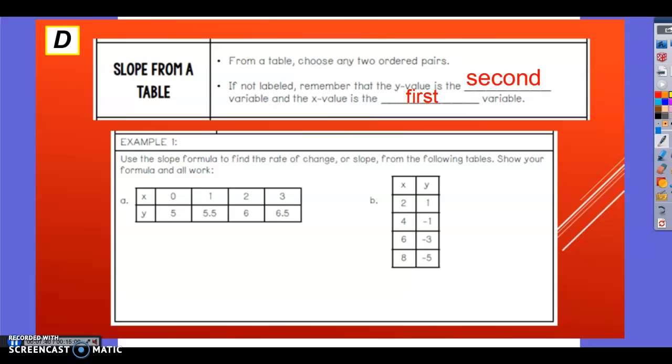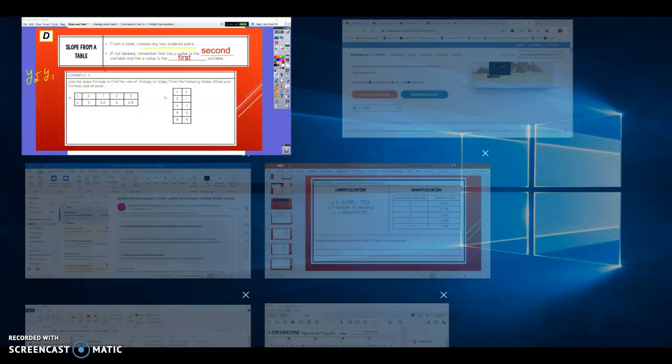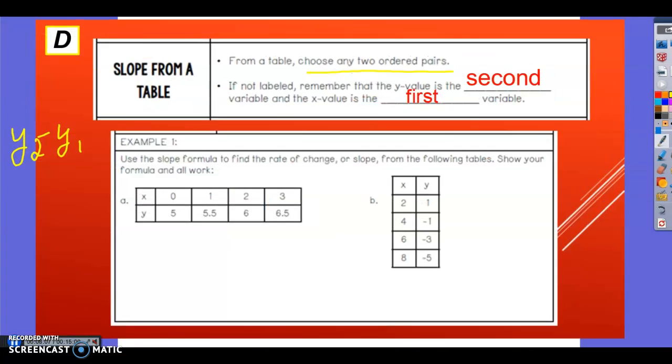Finally, the last thing we'd like to review is how do we find the slope when we're looking at a table. So remember, a table just gives you a whole bunch of ordered pairs. They're just written in a table form. So we can do the same process that we practiced earlier. First thing we can do is just choose any two ordered pairs from the table, and then we can apply our slope formula of the second y minus the first y, over the second x minus the first x, and that will help us to find our slope.